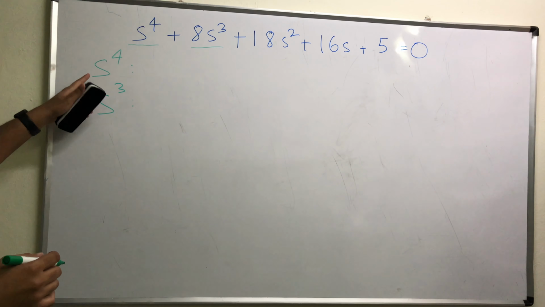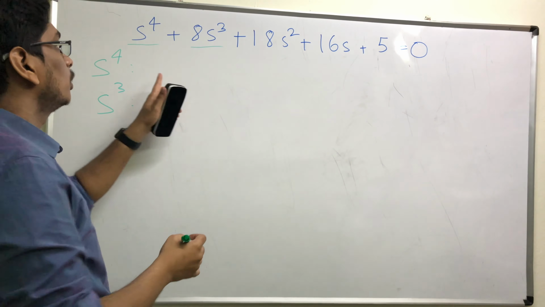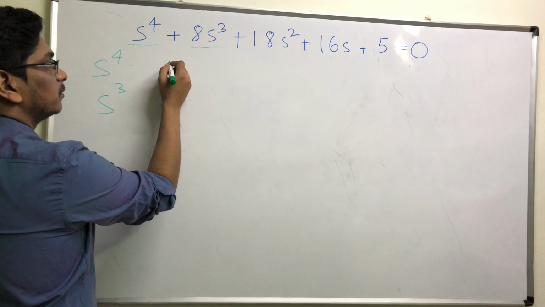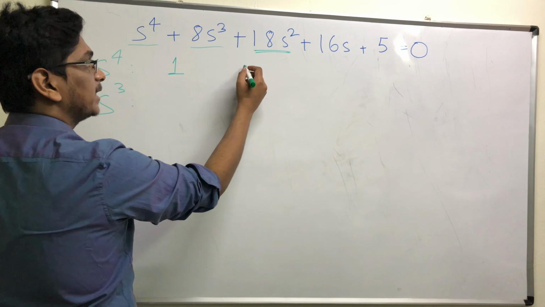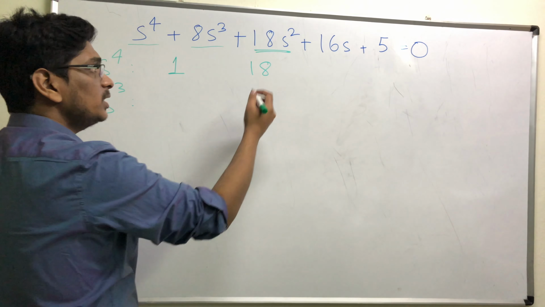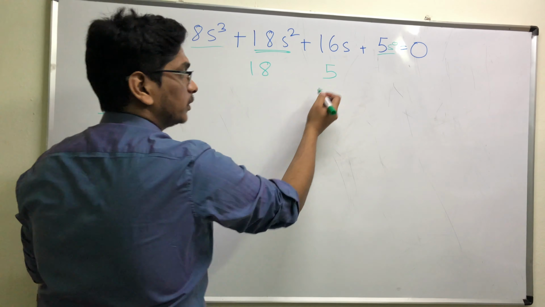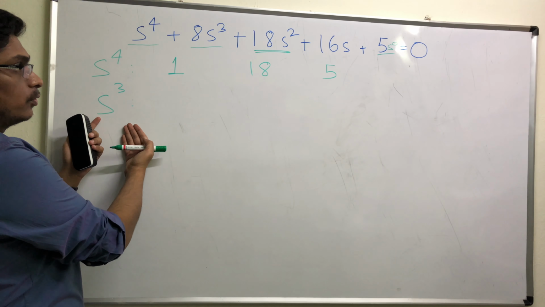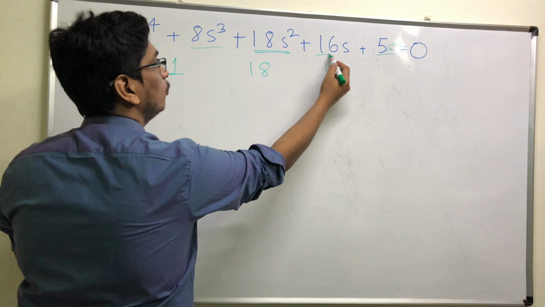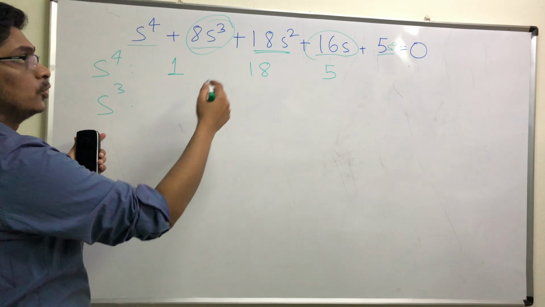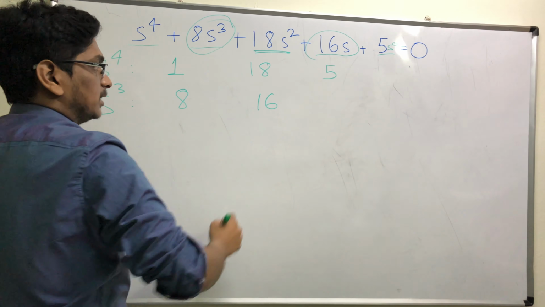I'm going to write down all the even power coefficients in the first row. That would be the coefficient of s power 4, which is 1, the coefficient of s squared, which is 18, and the next even power is s power 0, so that would be 5. And in the second row, I'm going to write down the coefficients of all the odd powers. Here I have two odd powers, s cubed and s power 1, so that would be 8 and 16.